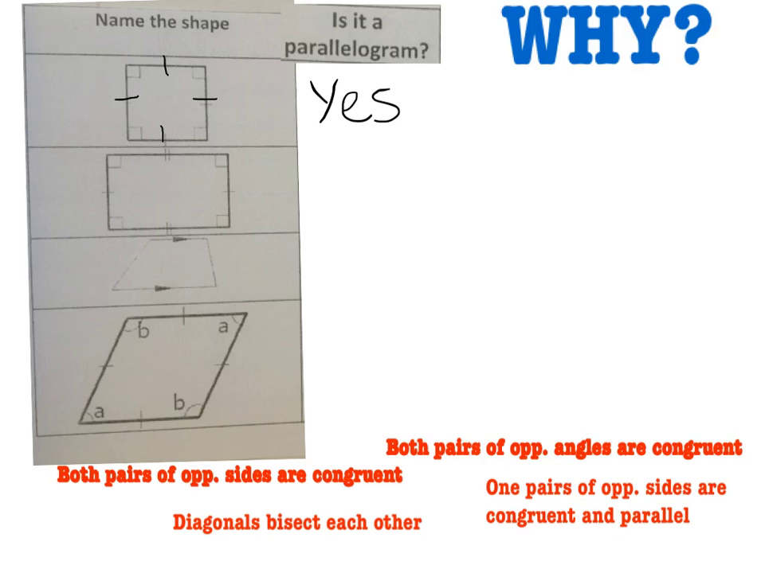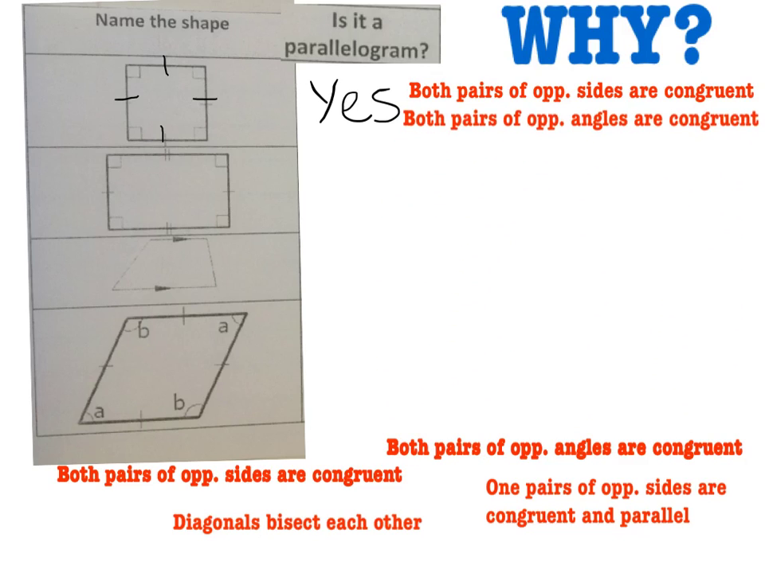So what's one reason that it's a parallelogram? Well, how about opposite sides are congruent? That's definitely one reason why it's a parallelogram. That's our very first theorem, theorem A, so to speak. Now, there's actually another reason we could say that. Also, both pairs of opposite angles are congruent. That's 2 reasons why a square is a parallelogram.